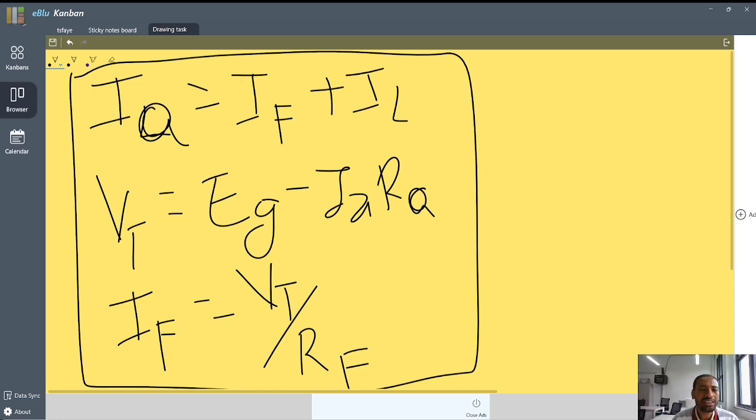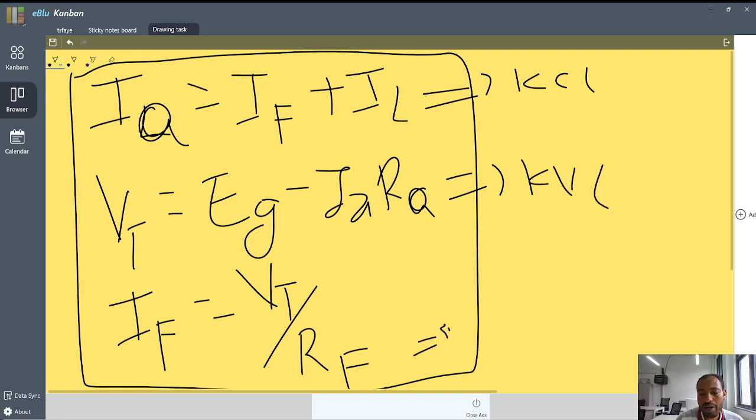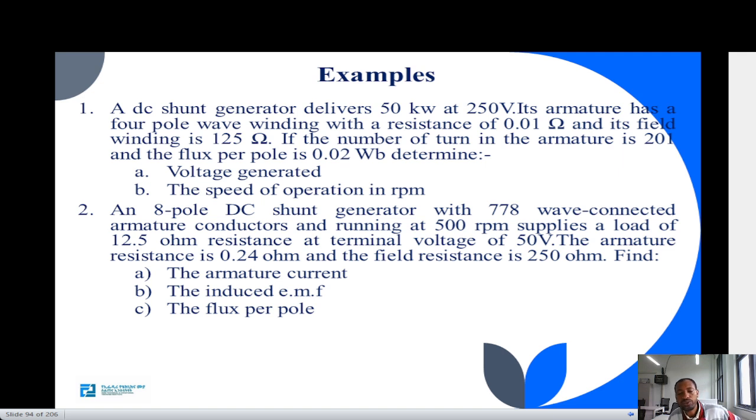Of course, one can derive them just by observing the circuit connection of the shunt generator. It's a matter of writing KCL and KVL. This is simply Ohm's law, normal. So by observing the circuit diagram, we can produce these equations, which help us to analyze the problems related to these shunt generators.